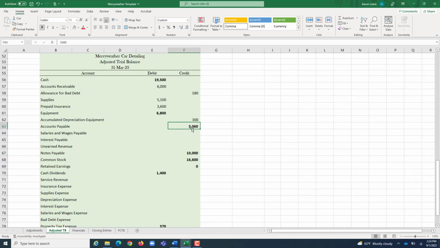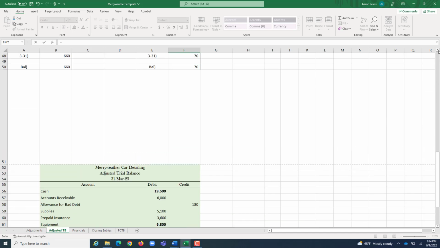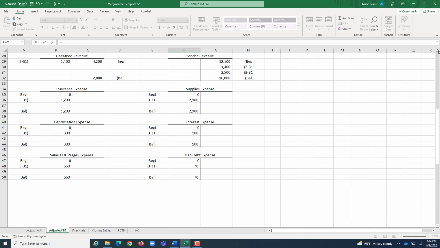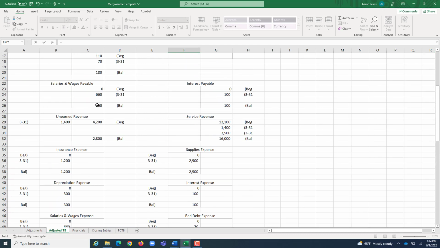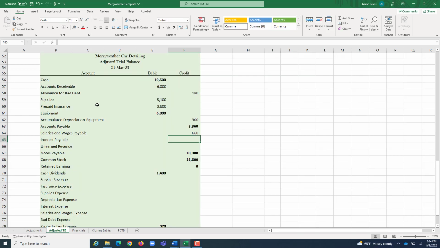We were provided with accounts payable, but we need our balance for salaries payable. So I'm going to hit equals. It will have a credit balance because it ends in payable. It's a liability. I'm going to scroll back up and find the balance of our salaries and wages payable account, which I see right here is a $660 credit balance. Click on that. Hit enter, bring it down into our adjusted trial balance.